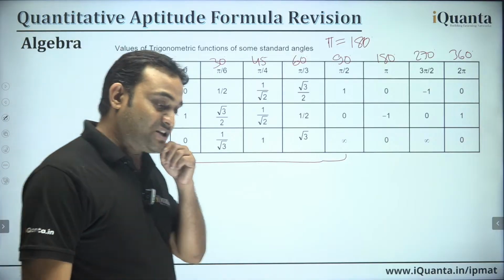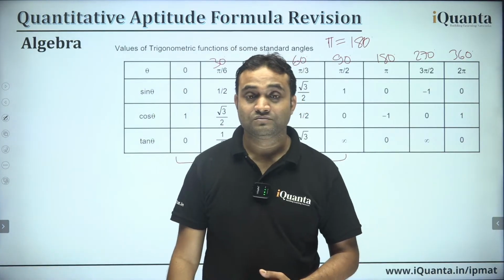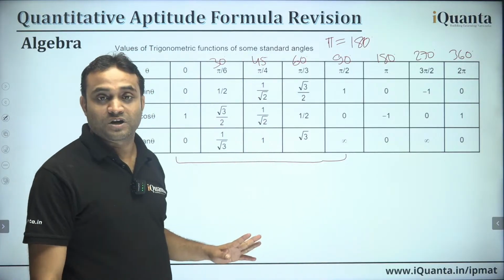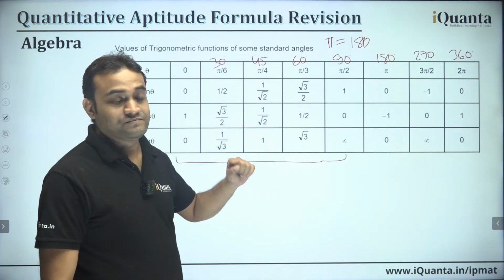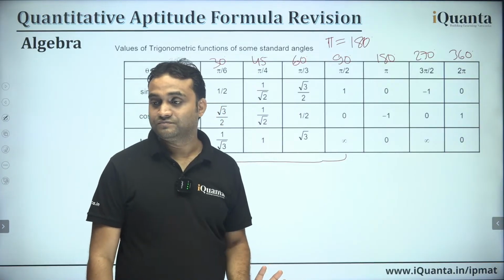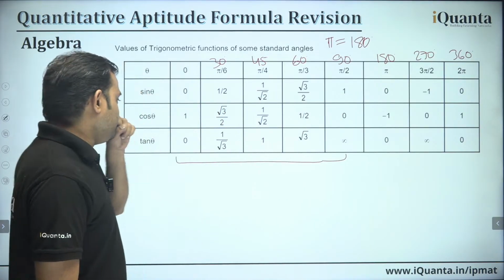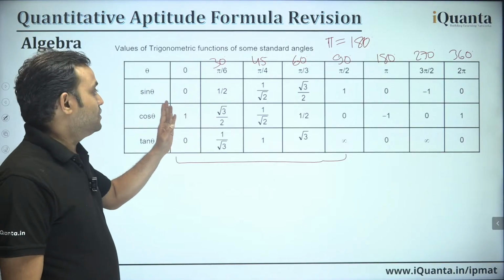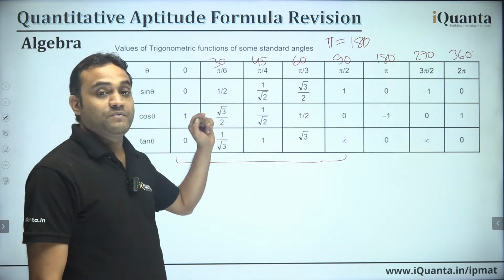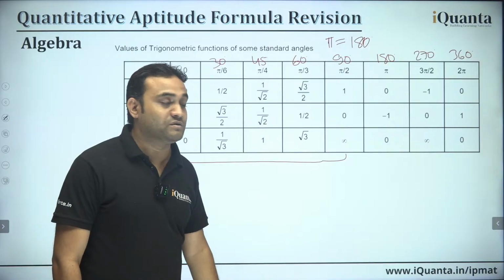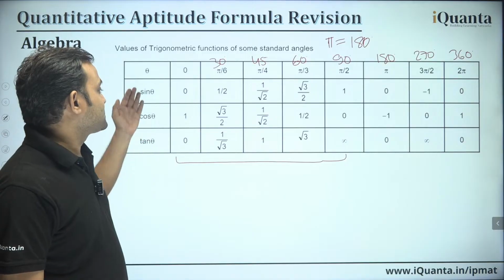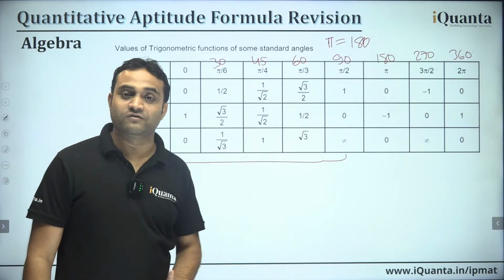Sin theta: sin 0 degree is 0, sin 30 degree is 1 by 2. Then sin 45 degree will be 1 by root 2, which is the same for cos 45 degree. Then sin 60 degree will be root 3 by 2 and sin 90 degree will be 1. Now you can go in reverse for cos. Cos 0 degree will be 1, cos pi by 6 will be root 3 by 2, cos pi by 4 will be 1 by root 2, cos 60 degree will be 1 by 2, cos 90 degree will be 0. Now tan theta, you can use sin theta by cos theta and find the corresponding value.